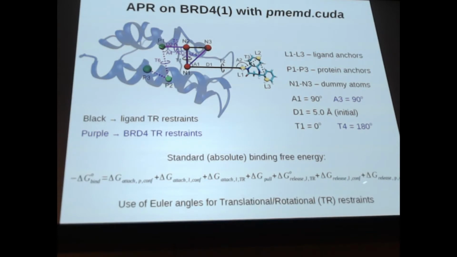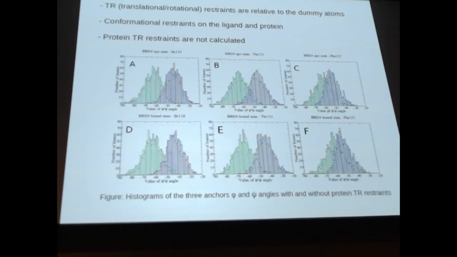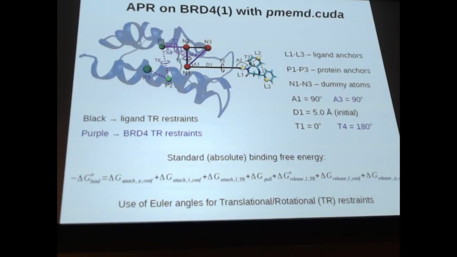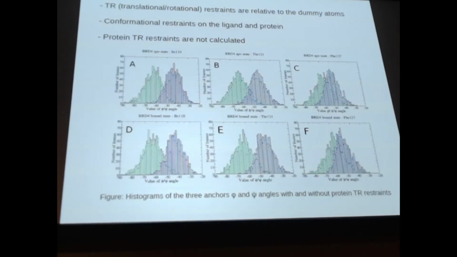These two are released in a separate box. You don't want them to be in the same box because you don't want them to meet each other. So the ligand conformational release and the protein conformational release are done in a separate box. Since we're restraining this relative to these dummy atoms, you have to make sure that we're not calculating the protein translational and rotational restraints. They're just keeping the system in the lab frame. So we have to make sure that that's not interfering with the internal degrees of freedom of the protein.